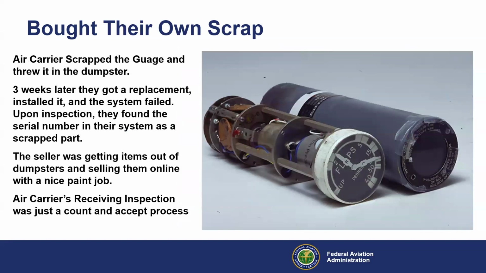So here's a case where an air carrier scrapped the gauge and threw it in the dumpster. Three weeks later, they got a replacement, installed it, and the system failed. Upon installation, they found the serial number in their system was a part that they had thrown in the dumpster. So somebody was getting the items out of the dumpsters and selling them online with a nice new paint job. The air carrier's receiving inspection was not thorough enough to catch it before it was installed. It was just a count and accept.